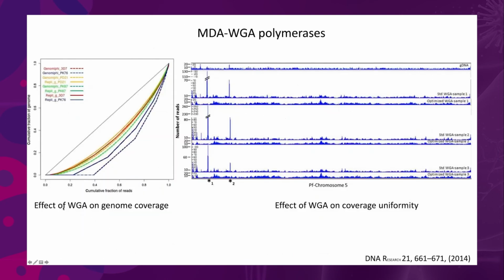Over here again you can see the effect of the polymerase on genome coverage. This is the sequenced genome, and you can see the accumulated fraction of reads against the accumulated fraction of genome, and this is the distance when we use different polymerases for the amplification process. Over here, you can see the effect of the whole genome amplification polymerase on coverage uniformity. Again, this is our target sequence, and you can see how the different whole genome amplification polymerases affect the coverage uniformity.